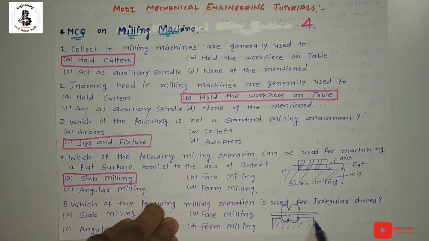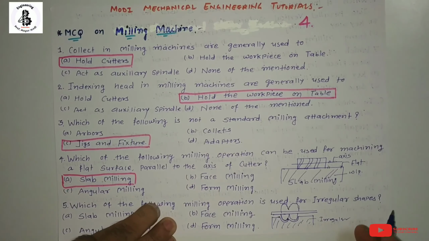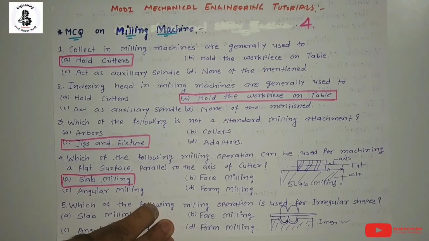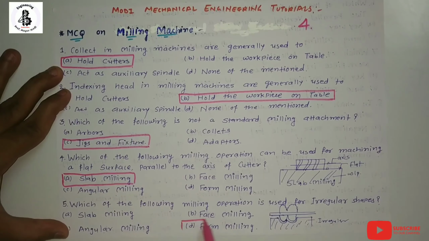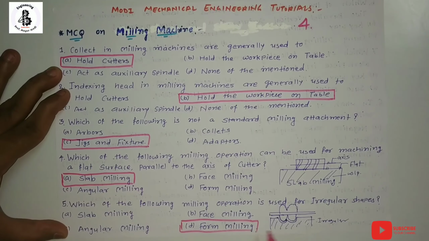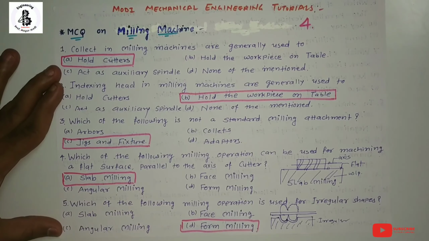So if you want to make such kind of irregular shape, you can use the form milling tool. So the right answer is option D. For more detail, you will find a link in my description box.